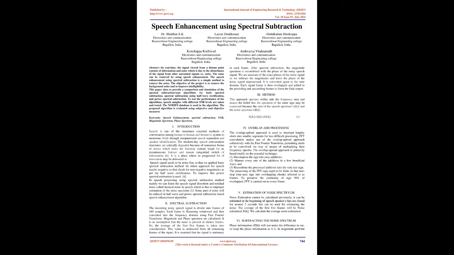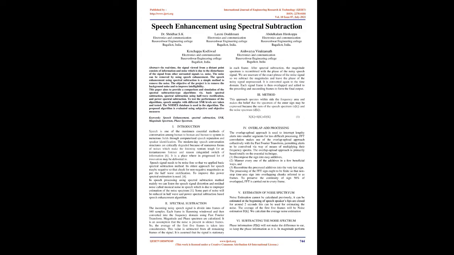Speech signal needs to be noise-free, so we applied the basic spectral subtraction method. Its oldest approach for speech may be negative, so check for non-negative magnitudes as per the half-wave rectification. To improve this, power spectral estimation is used. In speech processing using the spectral subtraction method, mainly we can hear speech signal distortion and residual noise called musical noise, which is due to improper estimation of the noise spectrum. Some part of noise will be reduced in half-wave and power spectral subtraction based speech enhancement algorithms.